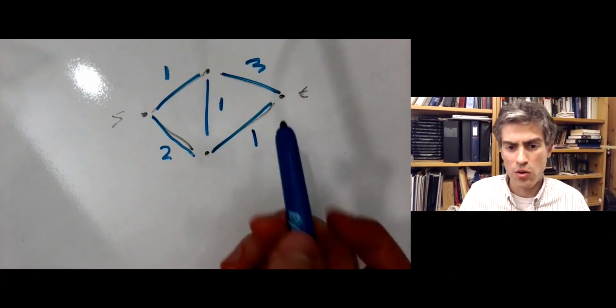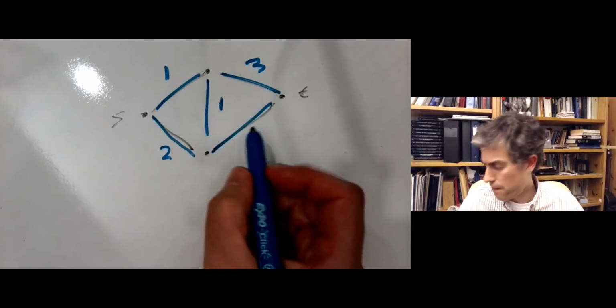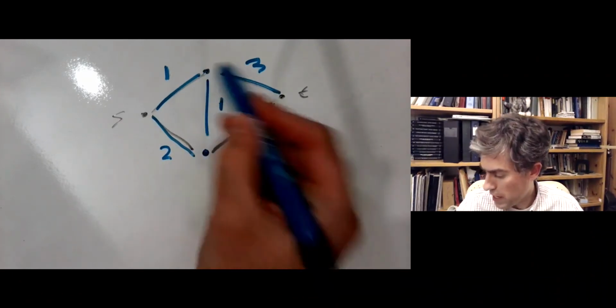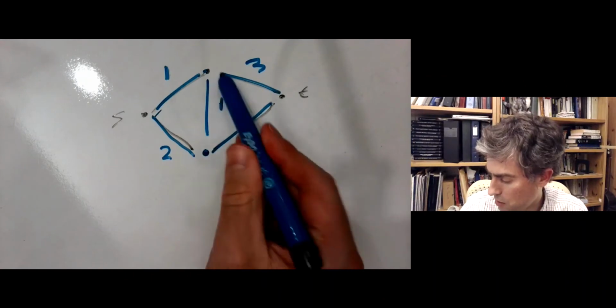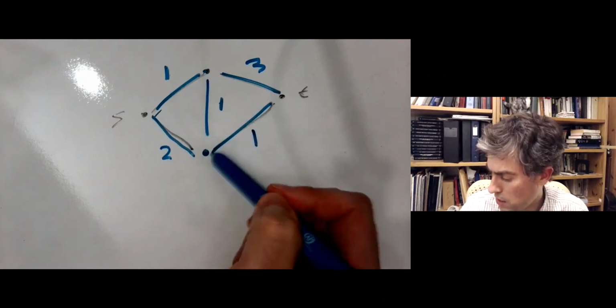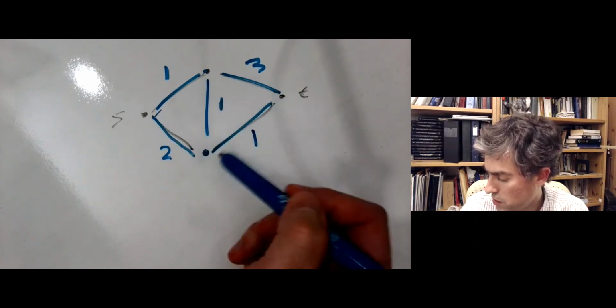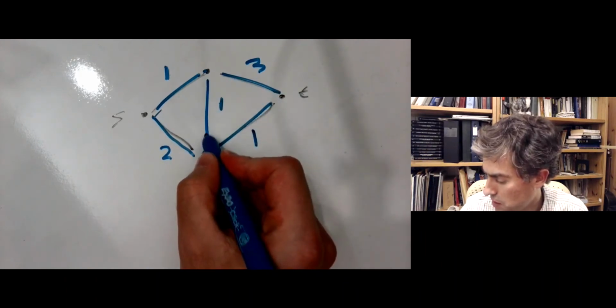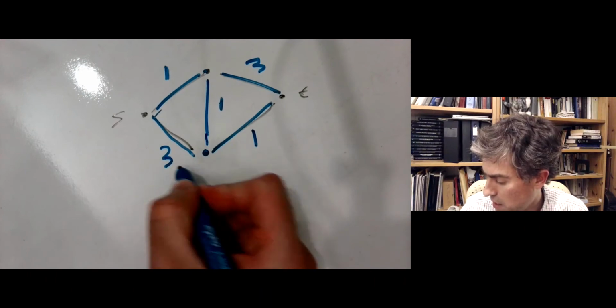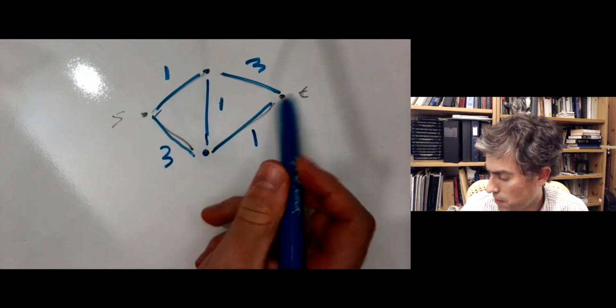Okay, so we know that the solution we want to get is going to be, this is the shortest path here, this kind of zigzag thing. The shortest path is 3. Actually, this one here is equivalent, so either one of these is equivalent. Just to break this tie, I'm going to make this one 3.